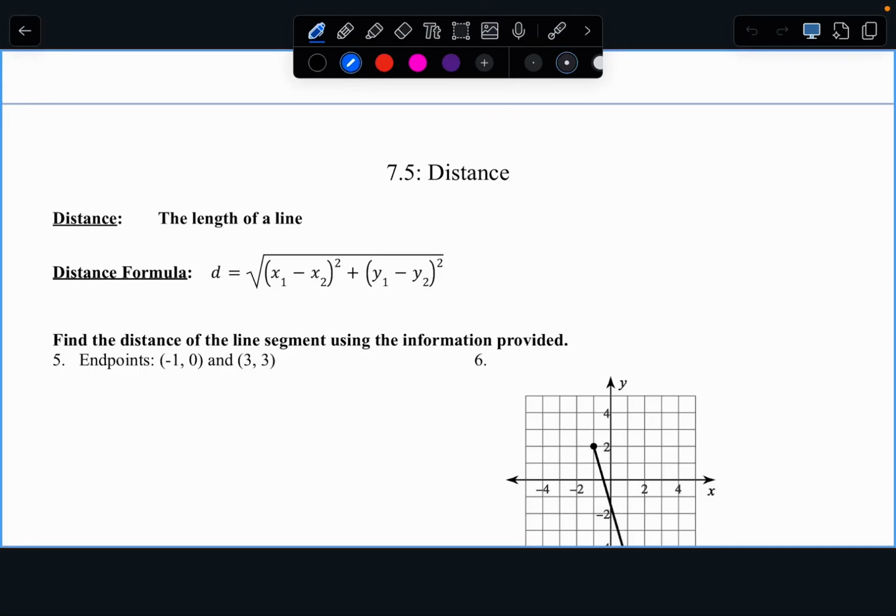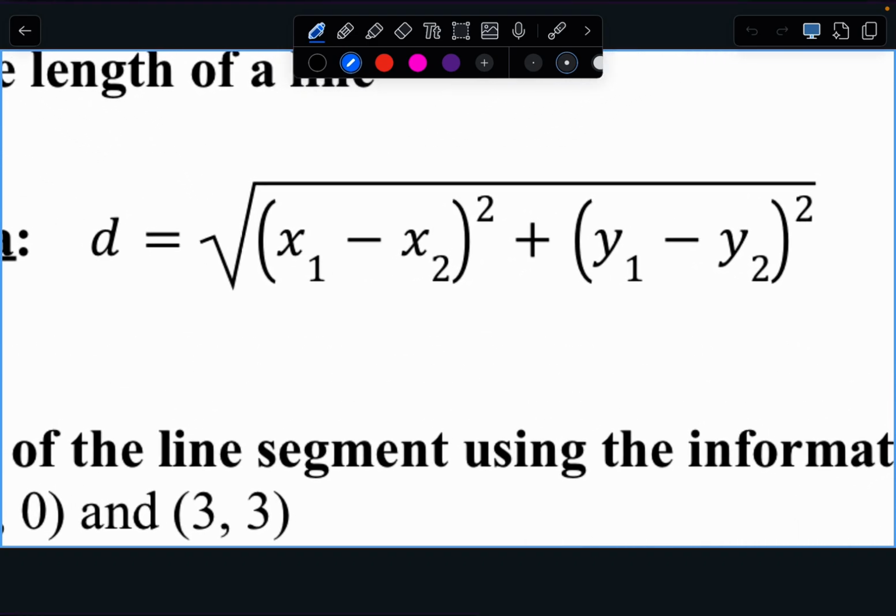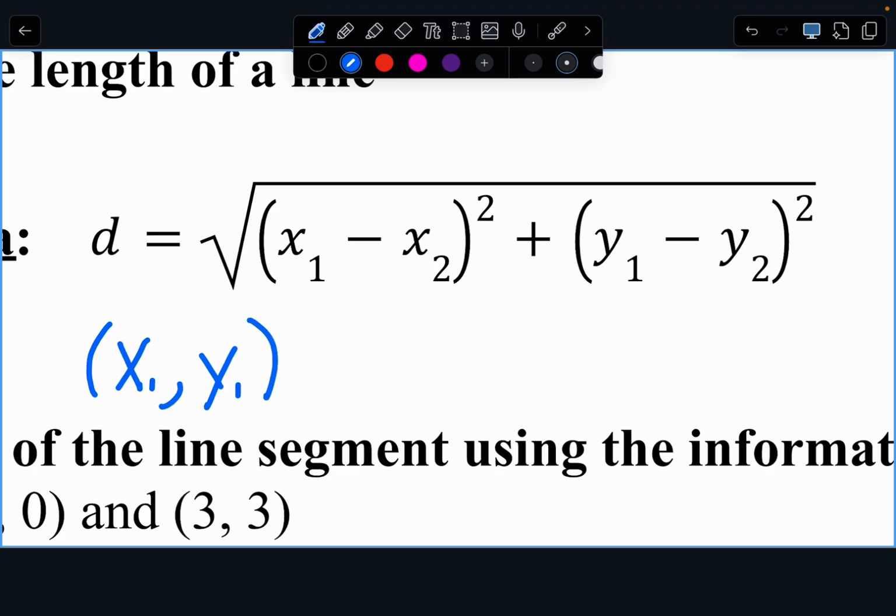All right, this section is 7.5, which is working on the distance formula. A distance is the length of a line. The distance formula is d equals the square root of (x1 minus x2) squared plus (y1 minus y2) squared. In general, this is what you would do if you're given a point (x1, y1) and (x2, y2).